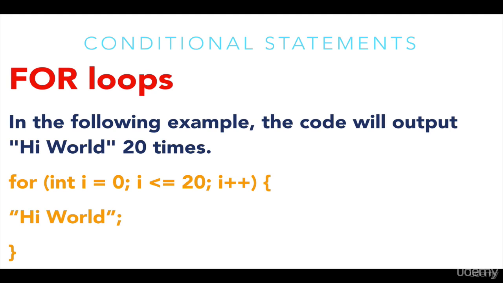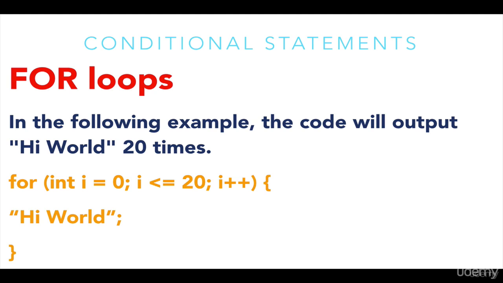And then at the end, I need to specify whether I want to increment or decrement the variable i after each execution of the for loop. Here I want to increment the variable i because I have actually assigned the value 0 to my i variable, and I want to increment it until it is less than or equal to number 20 in order to actually show the hi world text 20 times on the screen or somewhere else.